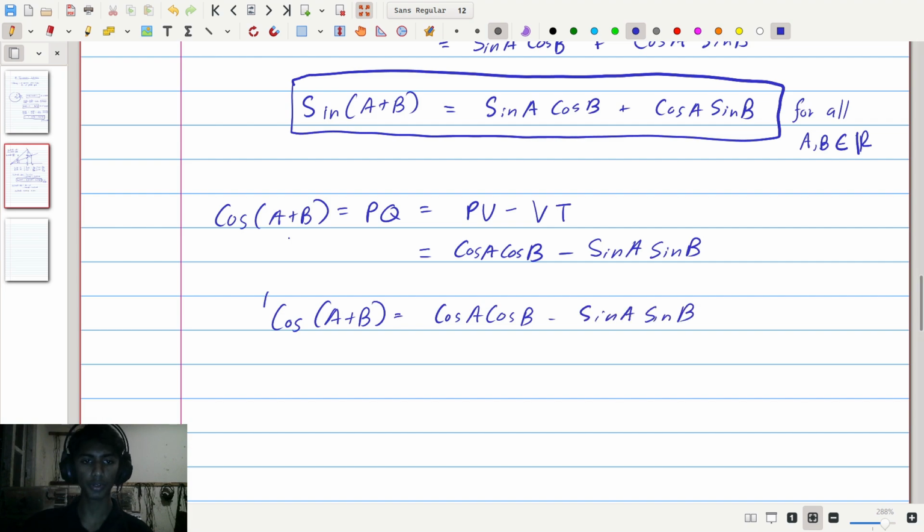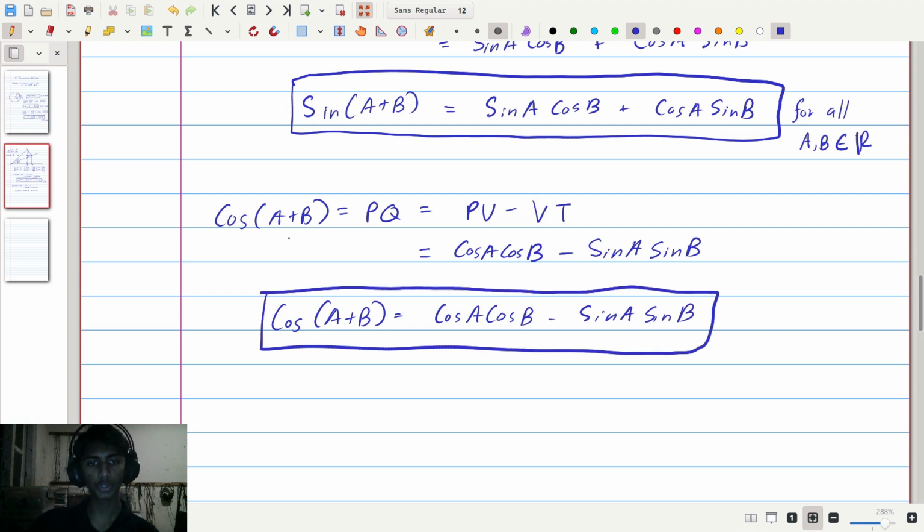This also is an identity. This equation here is true for all possible values of A and B that we could substitute into this equation. So I'm going to write once again, this is true for all A and B in the real numbers. Whatever A and B we choose, we can plug them into this equation and we will get that the left side and the right side are equal.